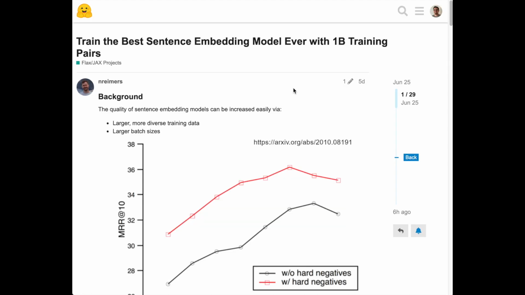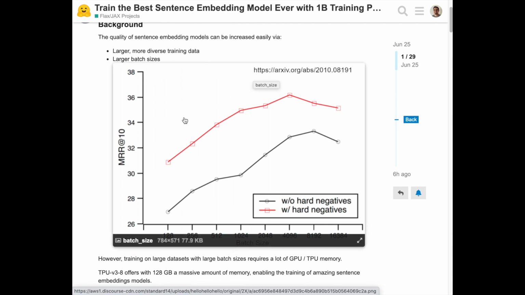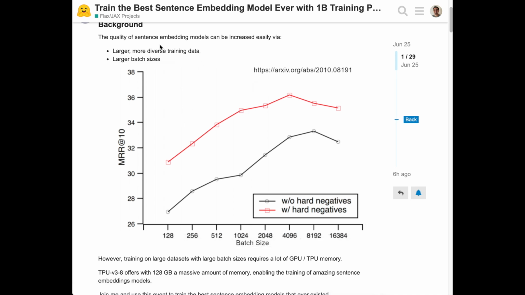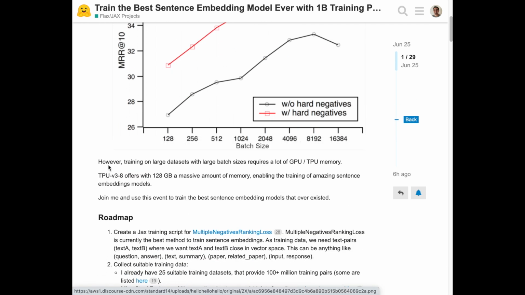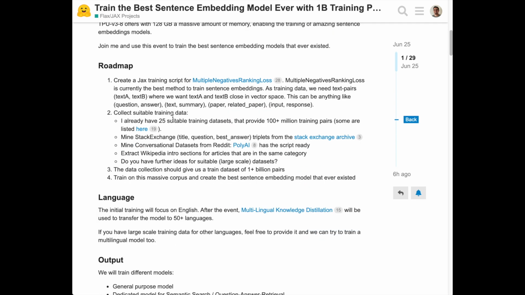A new campaign has been launched to train the best sentence embedding model ever with 1 billion training pairs. So what this is talking about is using models like the Siamese Sentence-BERT to encode sentences, and then you have these representations that you can use for similarity analysis, like duplicate detection, or just information retrieval, say query sentence matching, and so on. So the quality of sentence embedding models can be easily increased via larger, more diverse training data and larger batch sizes. So describing the roadmap of creating this JAX training framework using the TPU v3-8 that has 128 gigabytes of memory to allow for, say, large negatives in the contrastive learning batches, as well as this set of training data. So I think this is really interesting.